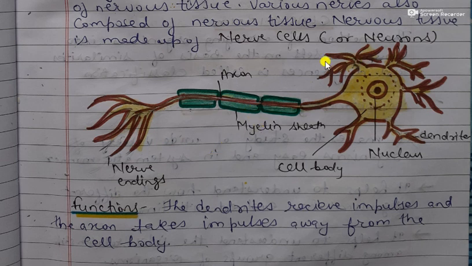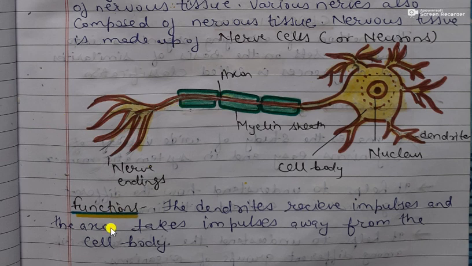How are neurons arranged in the nervous tissue? Students, the nerve ending of one neuron is in close contact with the dendrites of the other neuron, because dendrites catch or receive the electrical impulse, and the electrical impulse is released from the nerve ending. So the nerve ending of one neuron is closely placed with the dendrites of the other neuron.